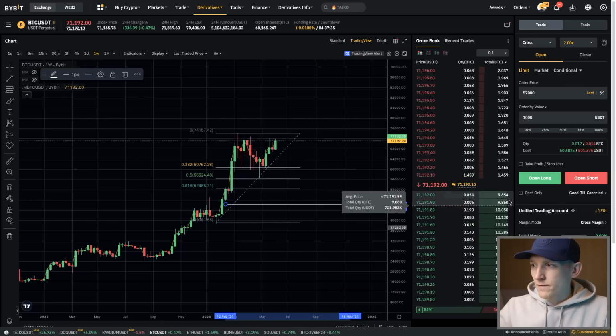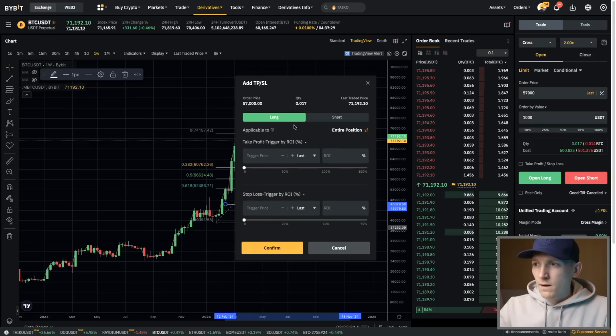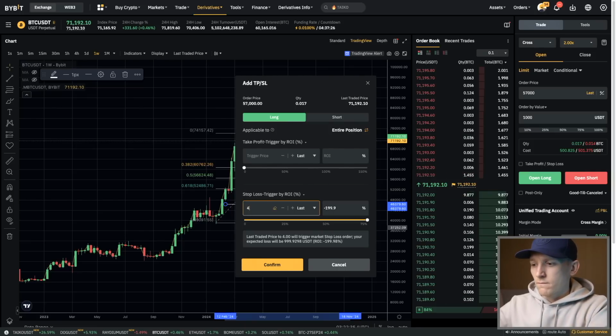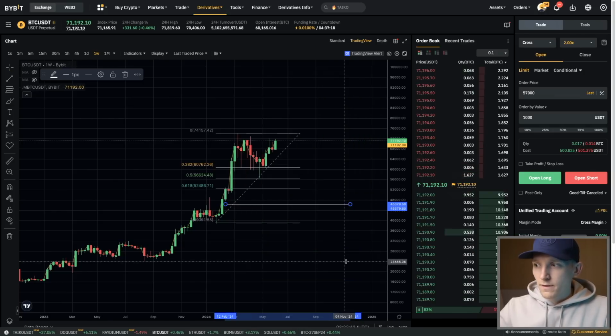How do you put a stop loss in? You can set take profit and stop loss here when entering the order. And you want a stop loss down here, 46,000, something like that. You can enter that on the system. So you have the entries and a potential stop loss. That's if you're day trading.